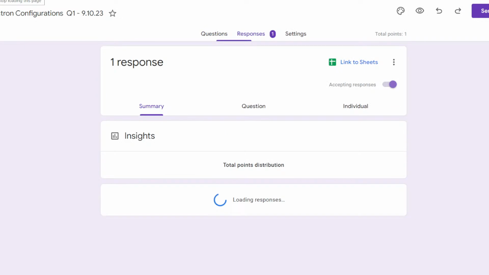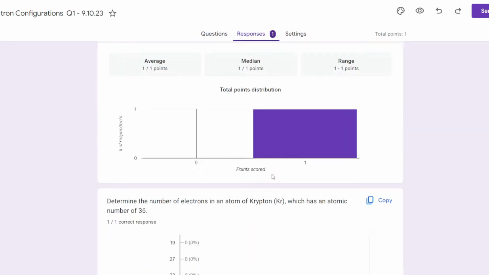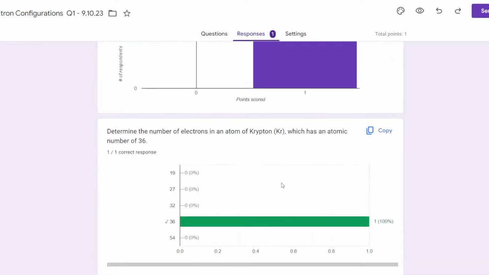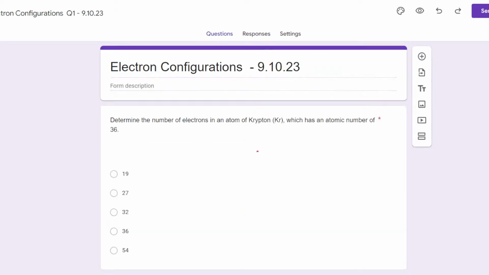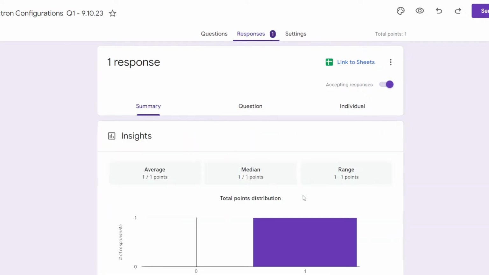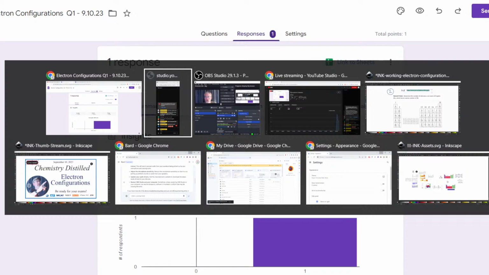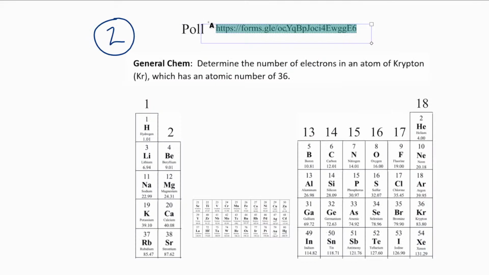All right, there's a response. Oh, so that person got it right. Wait another second for this, and we'll come back to this in a bit. So at least we see that the form does work, and that's what I really wanted to test here. We'll go back and look at that in just a bit. Let's move on along because I want to make sure you get all of this stuff here.